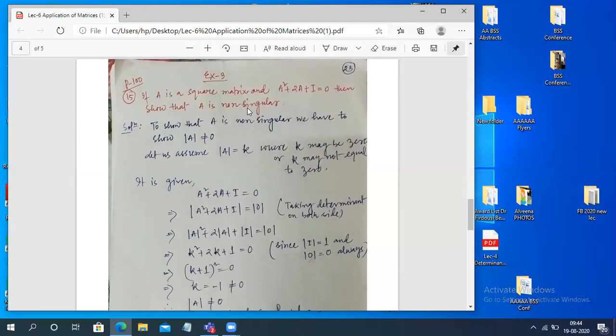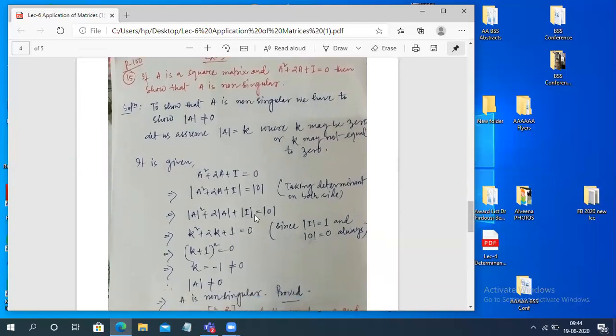We know by definition that A is non-singular if its determinant value is non-zero. That means to show A is non-singular, first we have to show the determinant of A is non-zero. Let us assume the determinant of A is K. Now K may come out as 0, it may come out as non-zero. Let us see what the value of K will be. This is your given relation: A square plus 2A plus I is equal to 0. Now if we take the determinant on both sides, it will be like this.